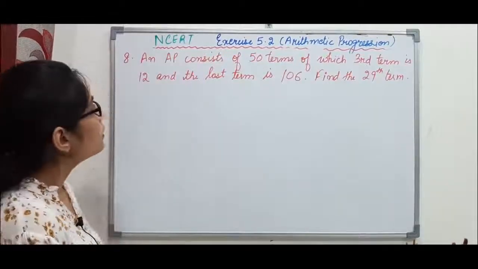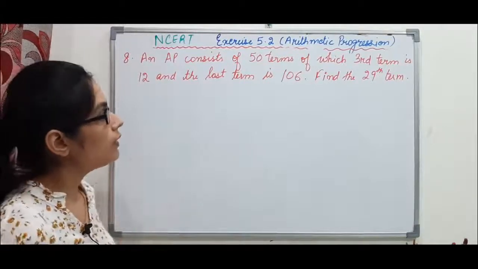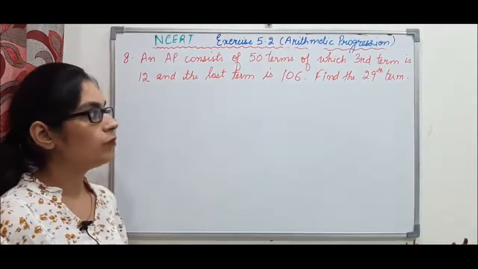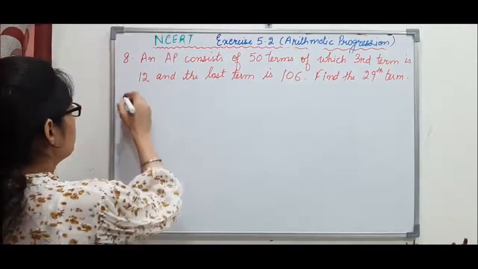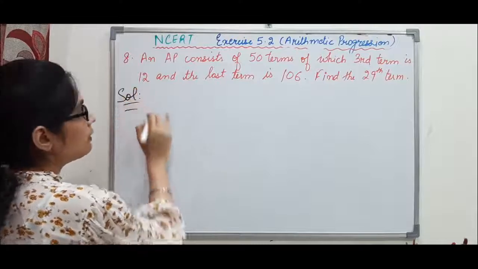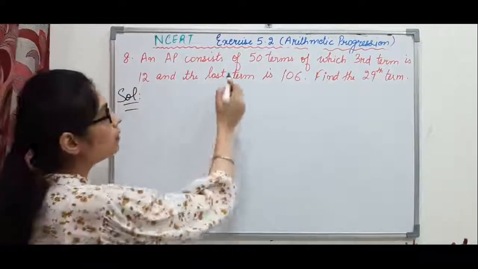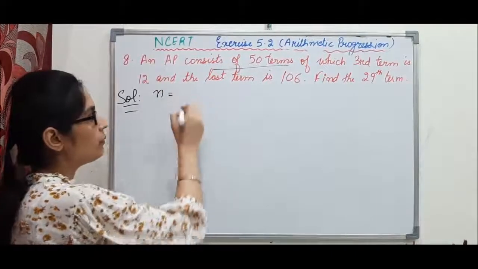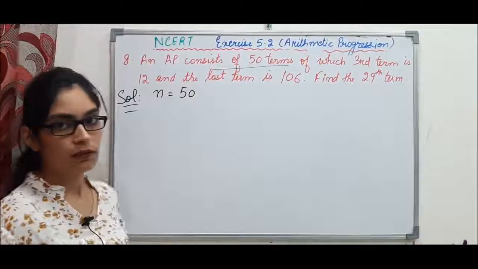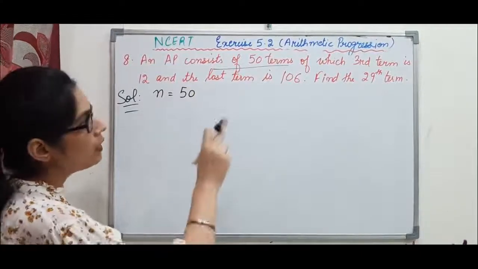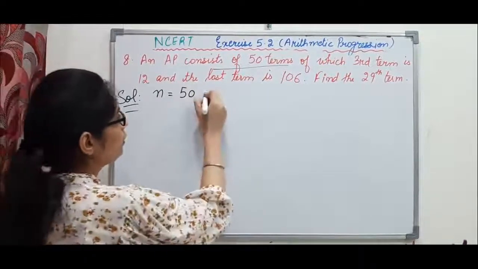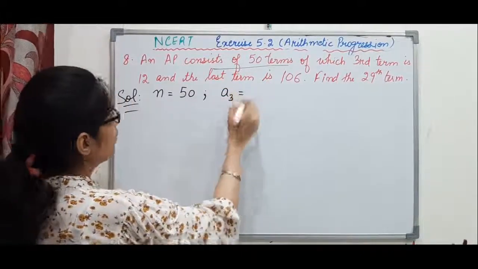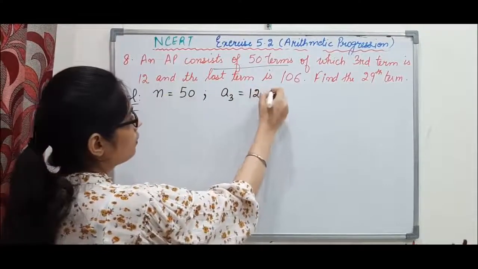In the 8th question it's given: an AP consists of 50 terms, of which the third term is 12 and the last term is 106. Find the 29th term. First of all we will write the things which are given to us. An AP consists of 50 terms, so the number of terms is 50, n is equal to 50. The third term is 12, so I write A3 equals 12.